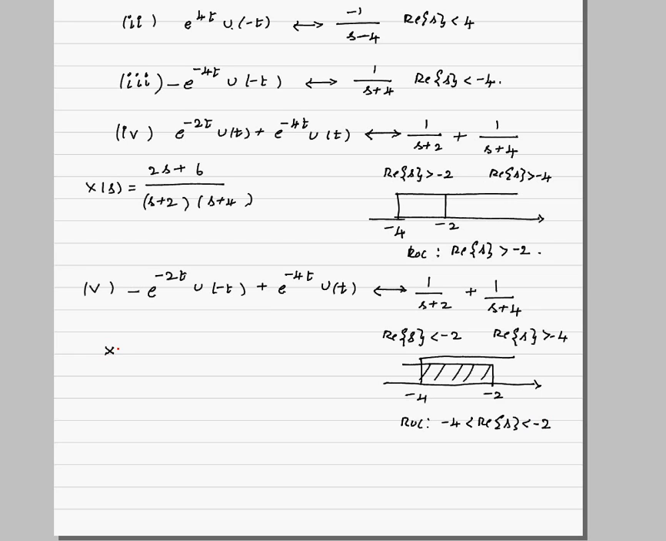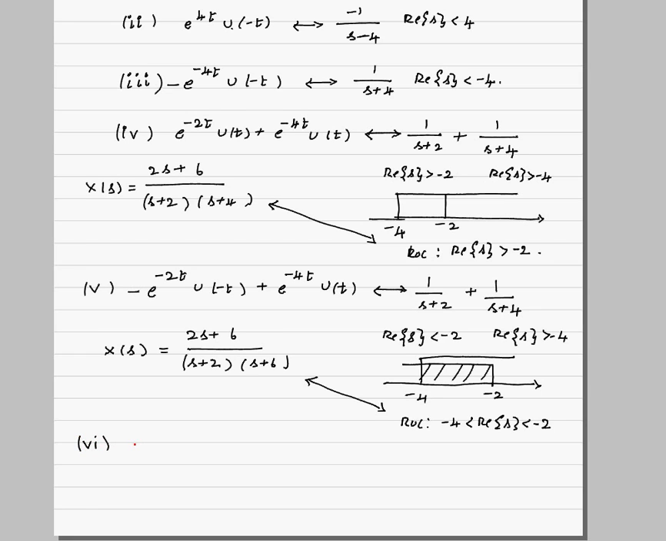So obviously X(s) will be again (2s+6)/((s+2)(s+4)). The corresponding ROC is this. Note that the signals given in the fourth and fifth problems both have the same Laplace transform, but they differ in the corresponding ROCs. Okay, so we'll take a final example.